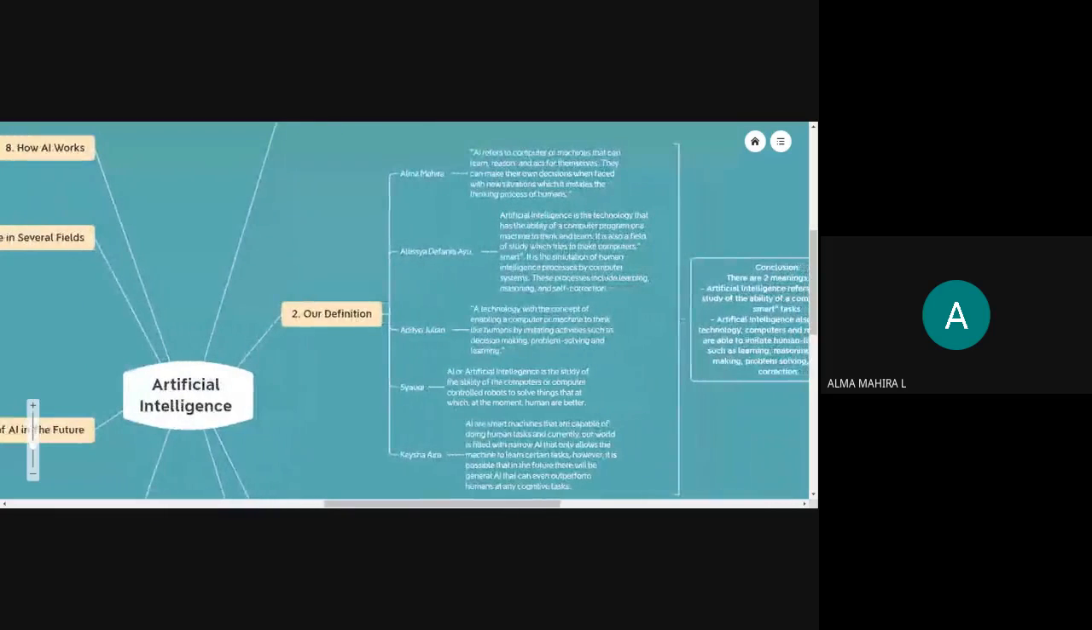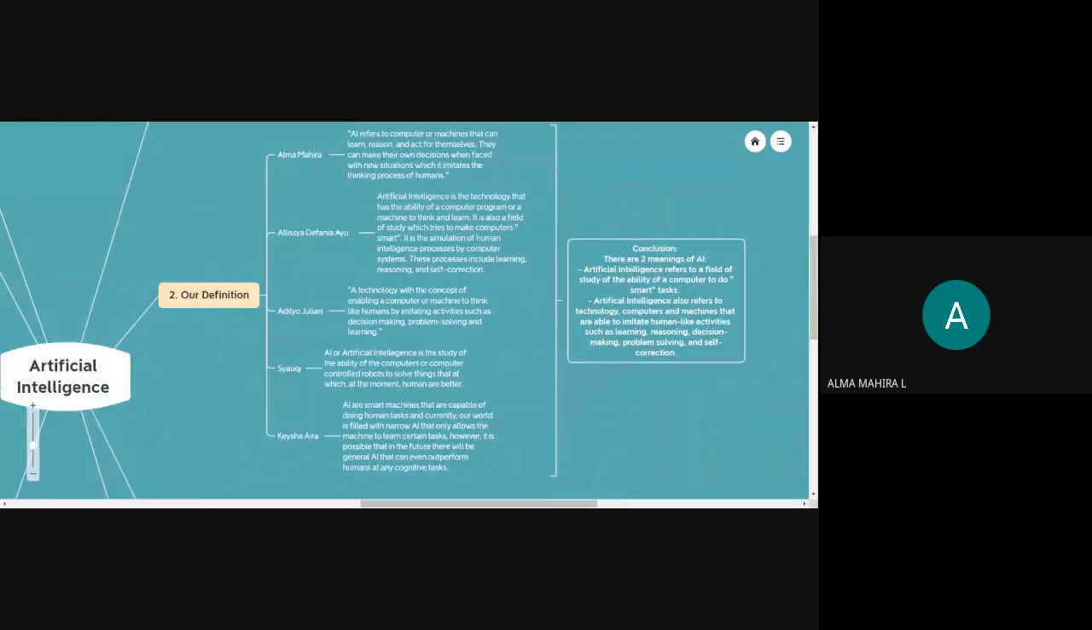The first one is my definition: it refers to computers or machines that can learn, reason, and act for themselves, just like humans. And from Alicia, artificial intelligence is the technology, and also she said it is the field of study which tries to make computers smart. From Aditya Julian, artificial intelligence refers to a technology with the concept of enabling a computer or machine to think like humans by imitating human-like activities.